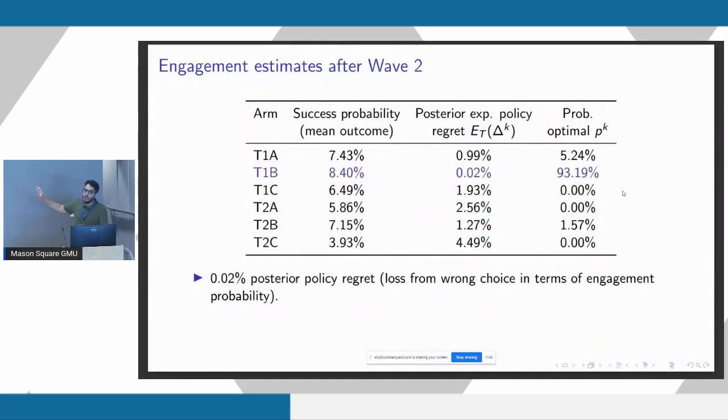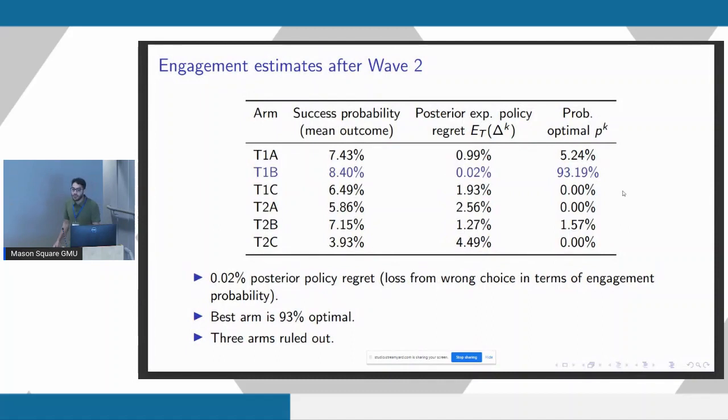This table has the same message, but in numbers. The success probability of T1B is 8.4%. The posterior expected policy regret is 0.02. And in common terms, this is the loss from our wrong choice in terms of engagement probability. And also we see that we are quite confident about our results because there is a 93% probability that T1B is the optimal treatment arm.